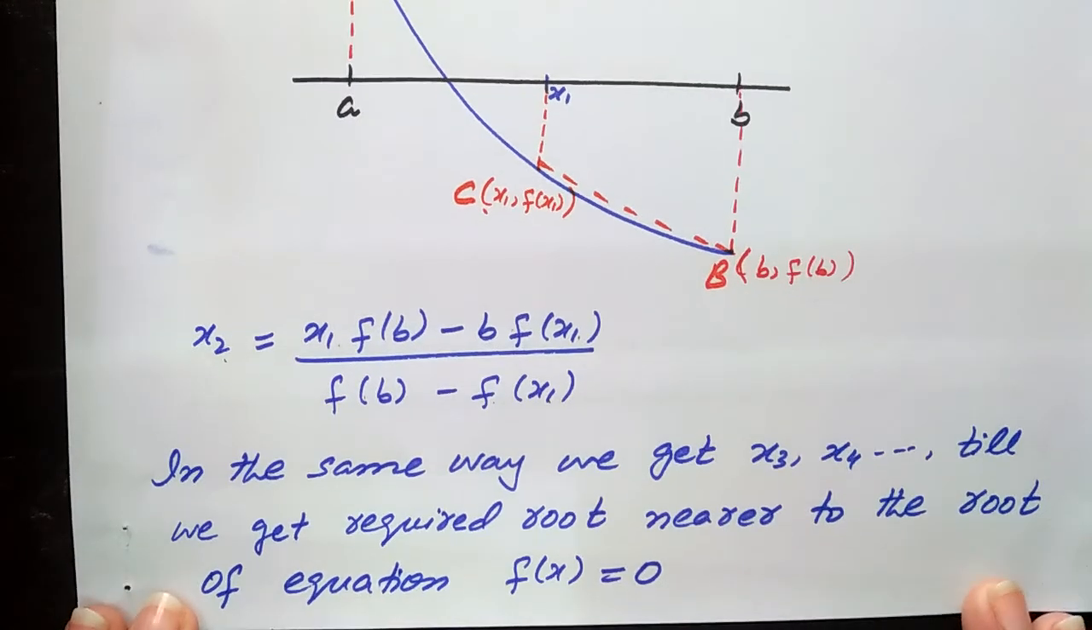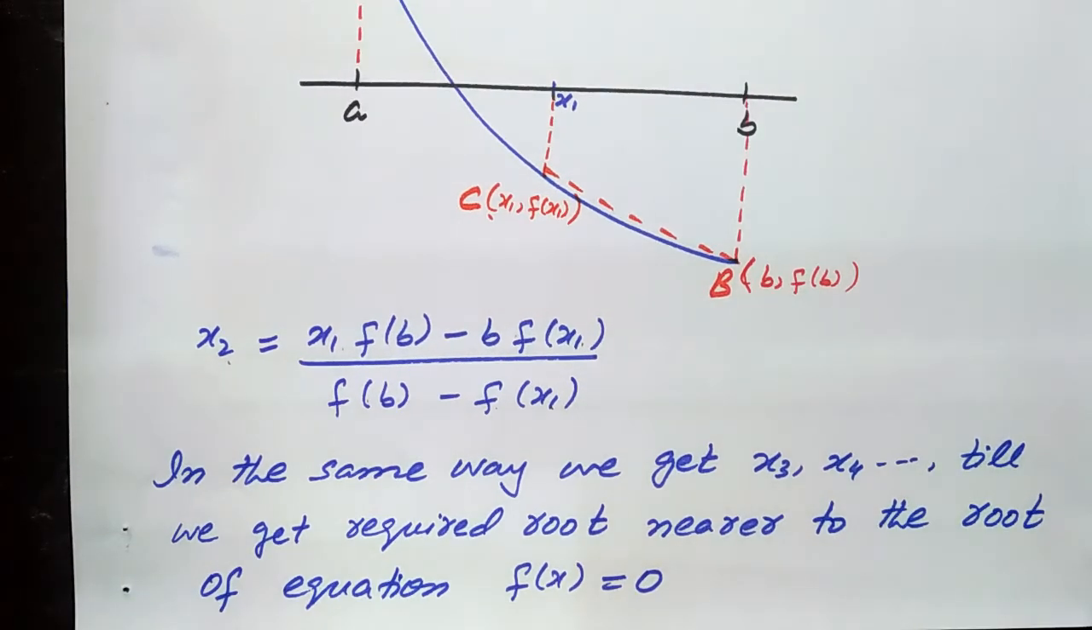In the same way, we get x3, x4 and so on, till we get the required root, nearer to the root of the equation f(x) = 0. In the next video, we will discuss an example using this method.